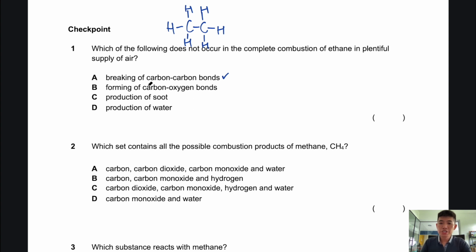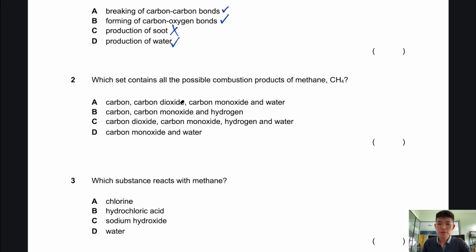Then formation of carbon-oxygen bond is true because when you burn, it forms carbon dioxide as the product. So you form bonds between carbon and oxygen. Production of soot does not occur because this is complete combustion. Soot only forms when there is incomplete combustion. And finally, water is one of the products as well.